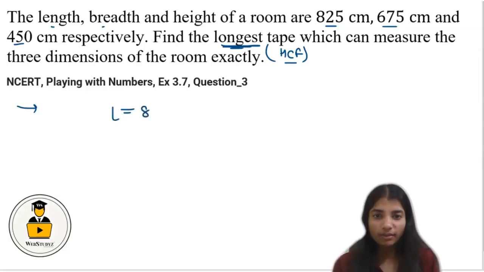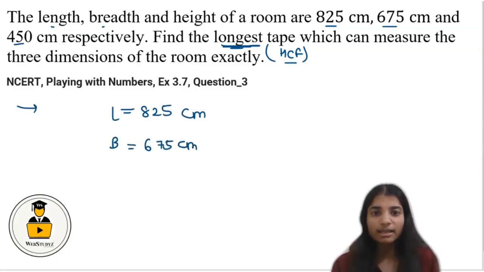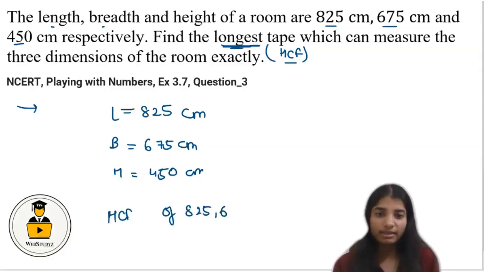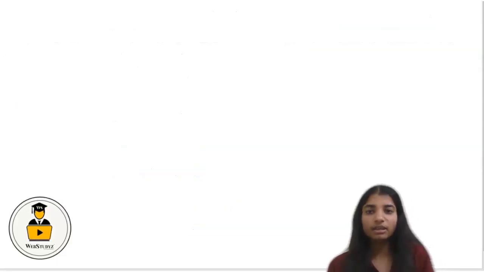So the length of the room is 825 centimeters, the breadth of the room is 675 centimeters, and the height of the room is 450 centimeters. We have to find the longest tape which can measure the distance. Since the measuring tape will be smaller than 825, 675 and 450, we have to find the HCF of 825, 675 and 450. To find their HCF, firstly we are going to find their prime factors.